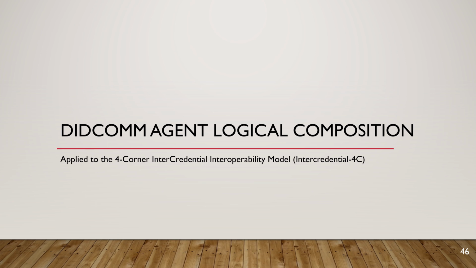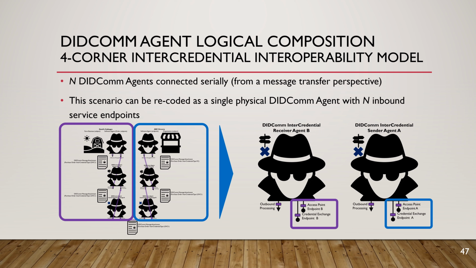So let's take the DIDCOM agent logical composition concept and apply it to the four-corner InterCredential interoperability model. So here is what lies behind the DIDCOM agent logical composition model. Suppose you have n DIDCOM agents connected serially, and when I mean serially, from a message transfer perspective. So if we look on the right-hand side in the blue box, we have on the ABC Grocery sender side, 3 agents in a row. And also on the David's Cabbages side, we have 3 agents connected serially in the opposite direction.